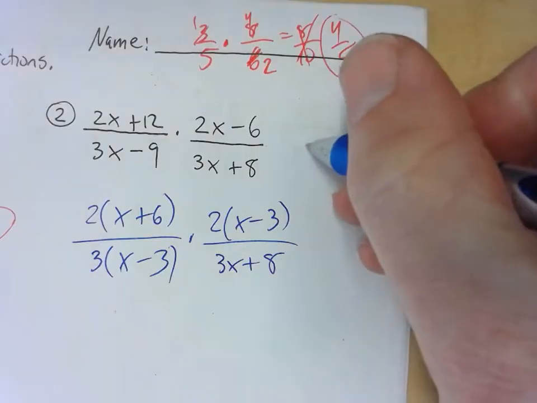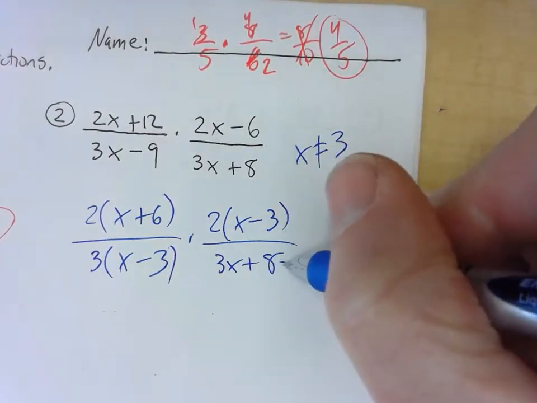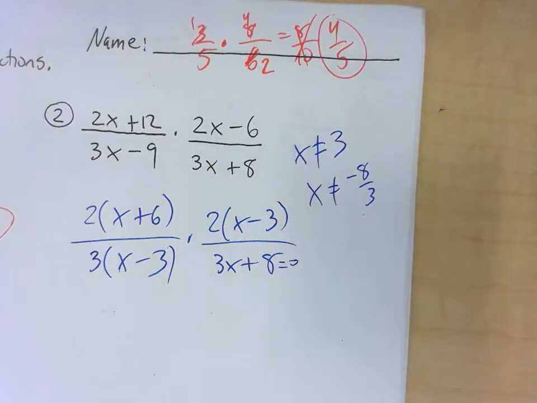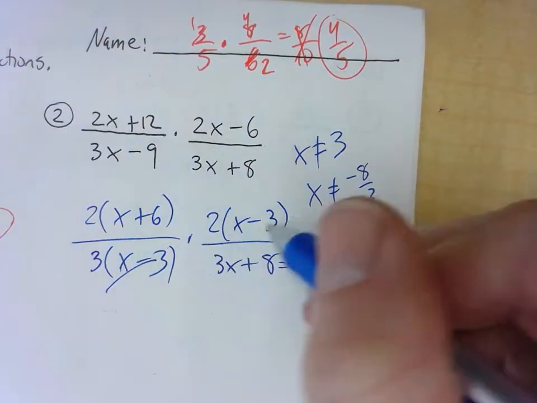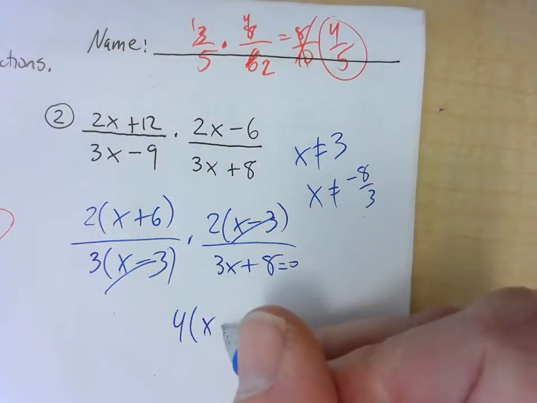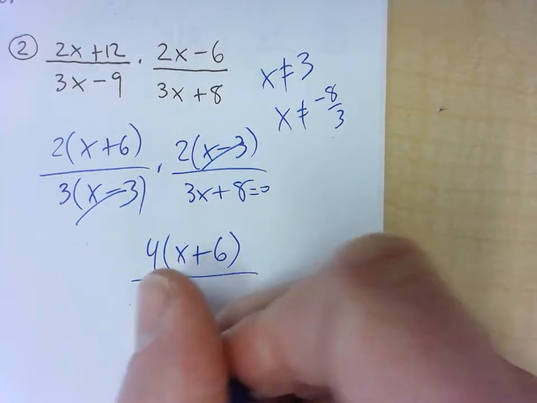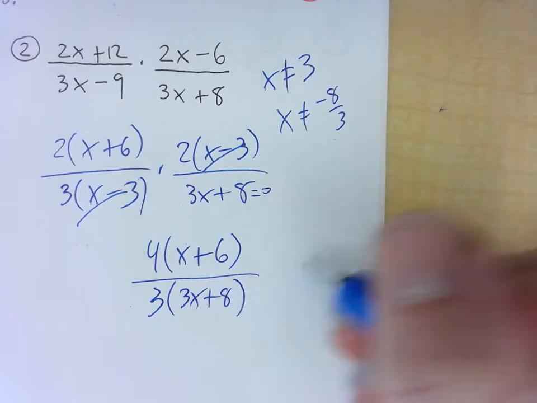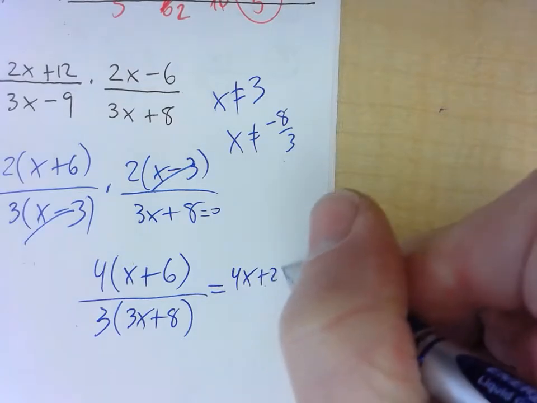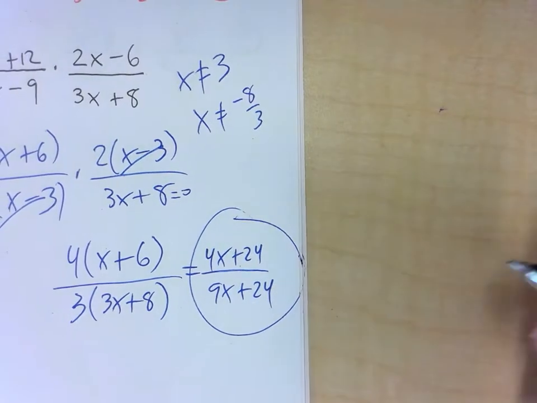So the restrictions would be x cannot be 3, because 3 minus 3 would be 0. And then if you pretend that this equals 0, you would add 8, divide by 3, x cannot be negative 8/3. So these cancel. That's the only thing that cancels. So we're left with 2 times 2, which is 4, times x plus 6 over 3 times 3x plus 8. And then if you distribute the 3 and the 4 through, you get 4x plus 24 over 9x plus 24. And that's the final answer there.